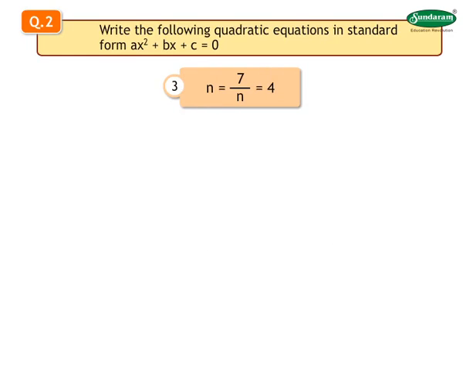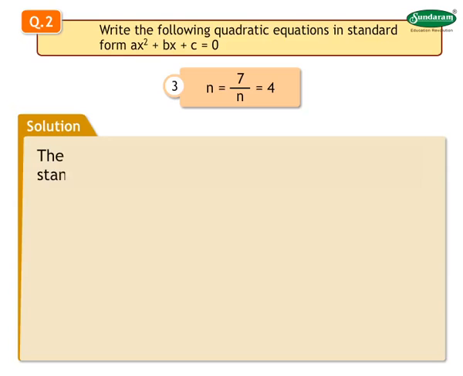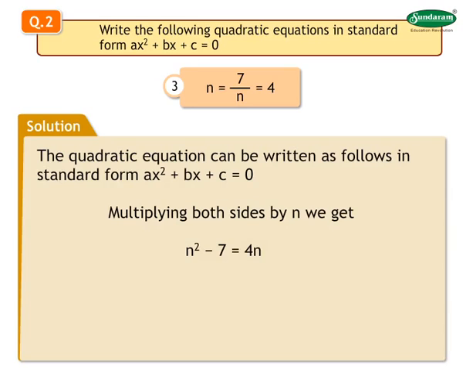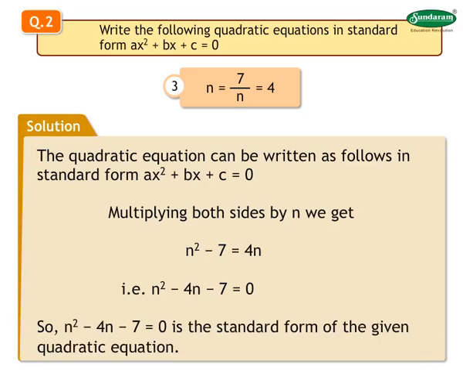Number 3. n minus 7 upon n is equal to 4. Solution. The quadratic equation can be written as follows in standard form: ax square plus bx plus c is equal to 0. Multiplying both sides by n, we get n square minus 7 is equal to 4n. That is, n square minus 4n minus 7 is equal to 0. So, n square minus 4n minus 7 is equal to 0 is the standard form of the given quadratic equation.